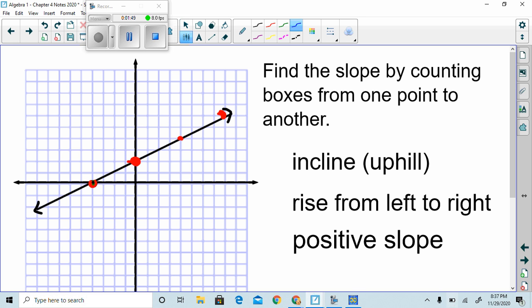I'm going to count the boxes up, 1, 2, so that's my vertical change over 1, 2, 3, and 4. So that was up 2 and over 4. Let's see that again. It goes up 2 and over 1, 2, 3, 4. So again, my slope is a ratio of rise over run. This one can be simplified to 1/2. A second example.